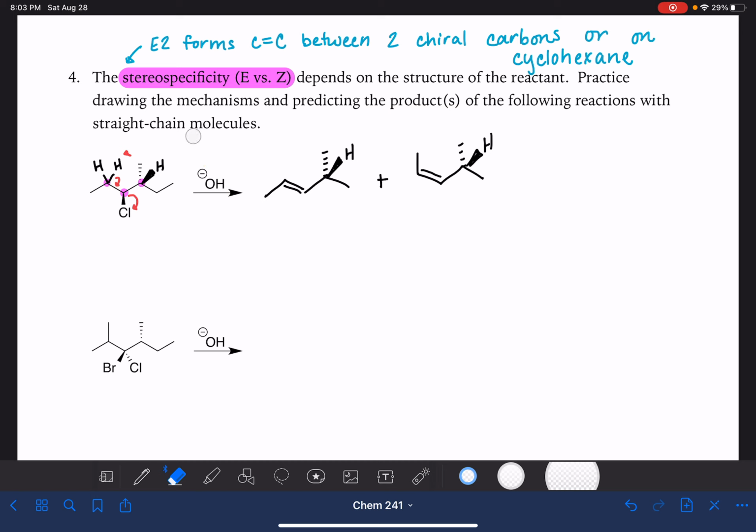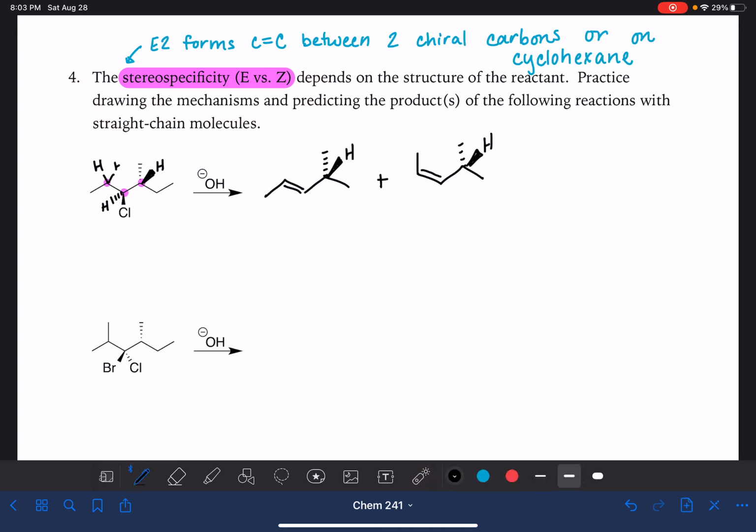Now, I'm going to erase my curved arrows because we're going to draw the other E2 reaction. This is going to be the elimination reaction that takes place right here. Now, both of these carbon atoms are chiral. I'm going to draw the hydrogen in. Both of these carbon atoms are chiral, which means we have to think about stereospecificity.